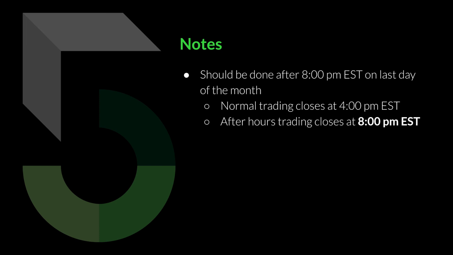So if you ever check at, say, 6 p.m. or 7 p.m. Eastern Time, after the market close at 4 p.m., you'll notice that sometimes the values of the stocks will change, or your portfolio value might change if you're holding stocks. That's because the after hours session is still going on, and that ends at 8 p.m. So this adjustment calculation should be done after 8 p.m. Eastern on the last day of the month.